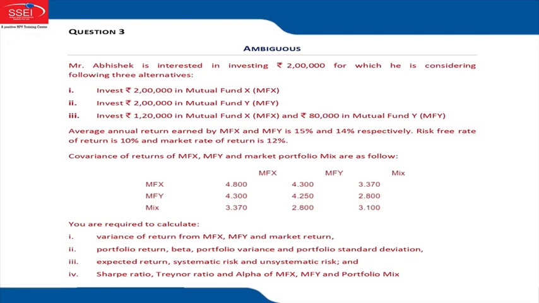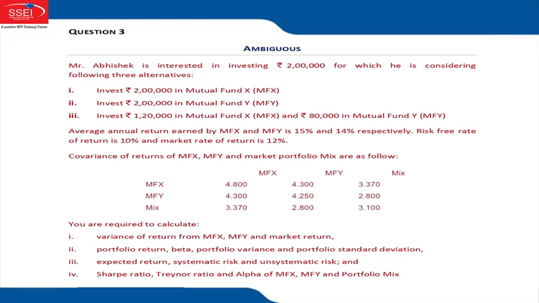So portfolio return is 0.6 into 15 plus 0.4 into 14. Calculate the beta of the portfolio. So 0.6 into the beta of X plus 0.4 into the beta of Y. I already taught you how to calculate the beta. The beta of X is 3.37 by 3.1. The beta of Y is 2.8 by 3.1. I am taking all this from the question. Okay. So accordingly, weighted average is the beta.